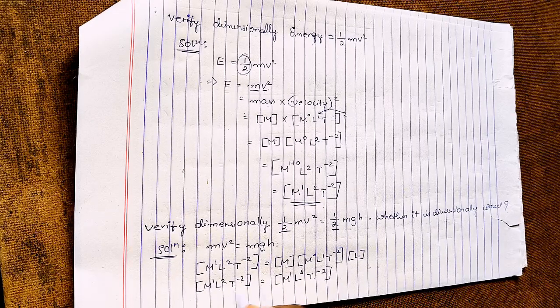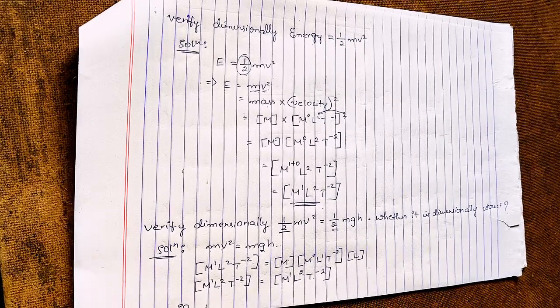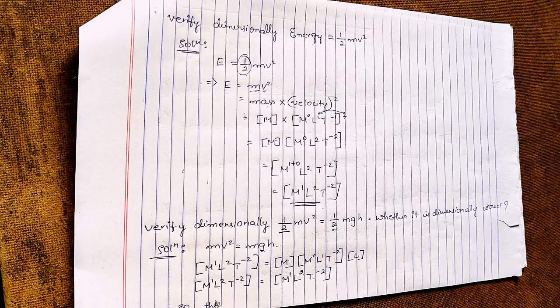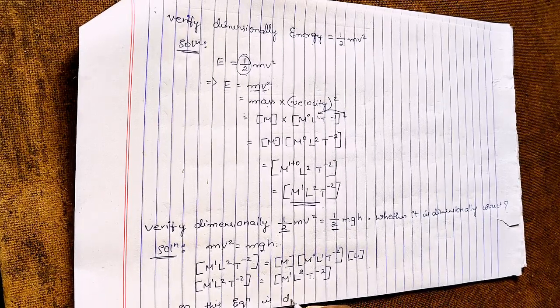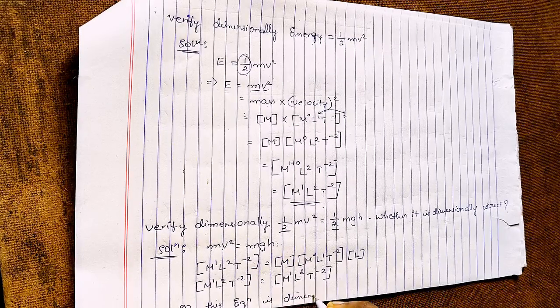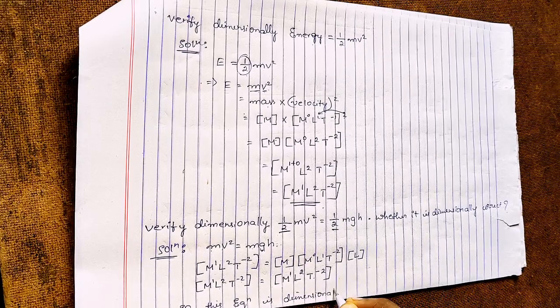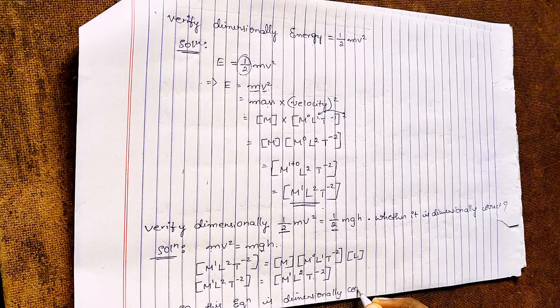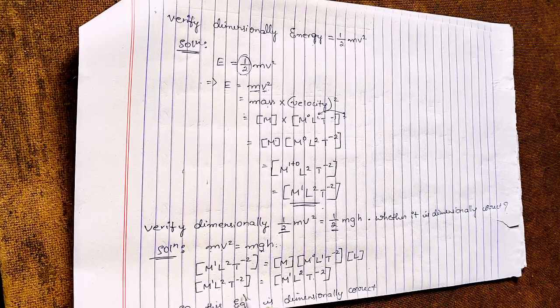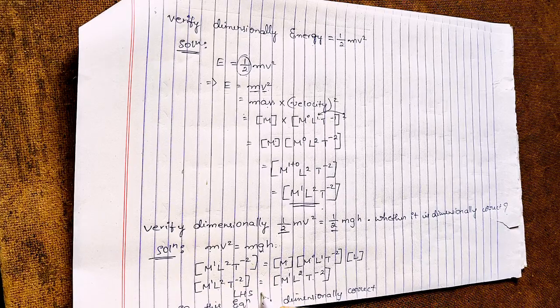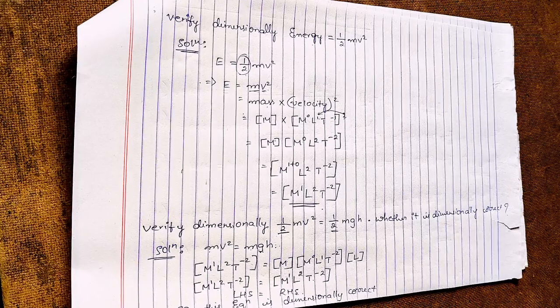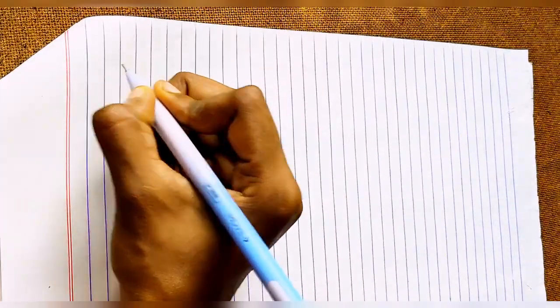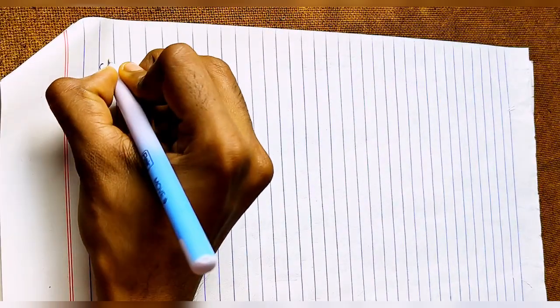Now we got the same equations in the left hand side as well as in the right hand side, that means this equation is dimensionally correct. That is, we can also write that left hand side is equal to right hand side, so the given equation is dimensionally correct. If we get different equations in the left hand side and the right hand side, that is not dimensionally correct. Here we got a dimensionally correct equation in both LHS and RHS.